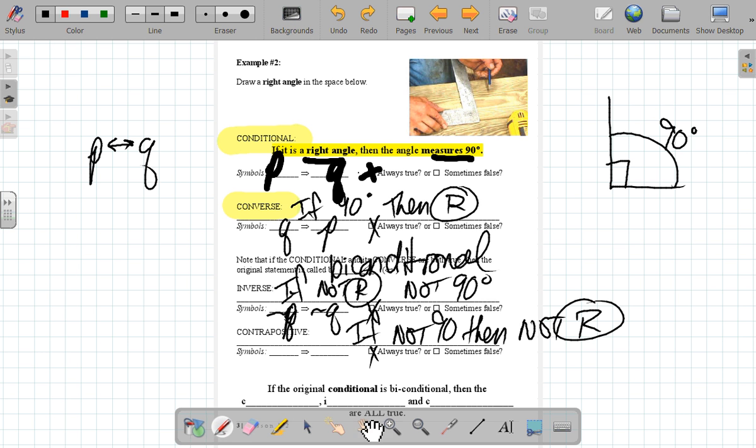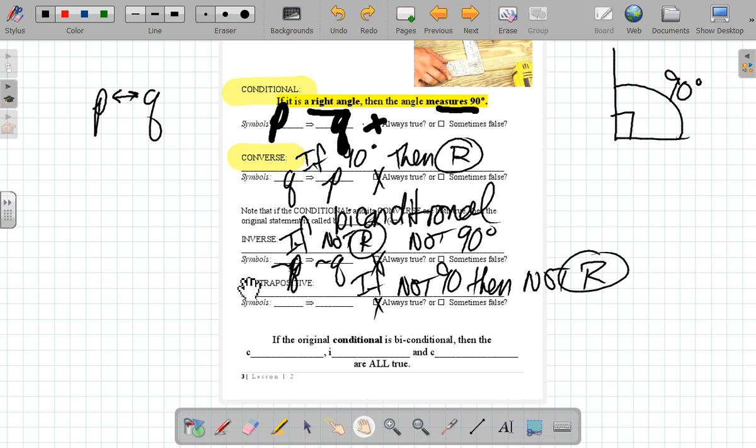So when a statement's biconditional, the converse, inverse, and contrapositive are all true. The majority of conditionals are biconditional. There's 2 exceptions. I'll give you one, and if you can come back on Tuesday, no, Wednesday, with the exception, ready? I'm going to say it, and this is not a biconditional statement.